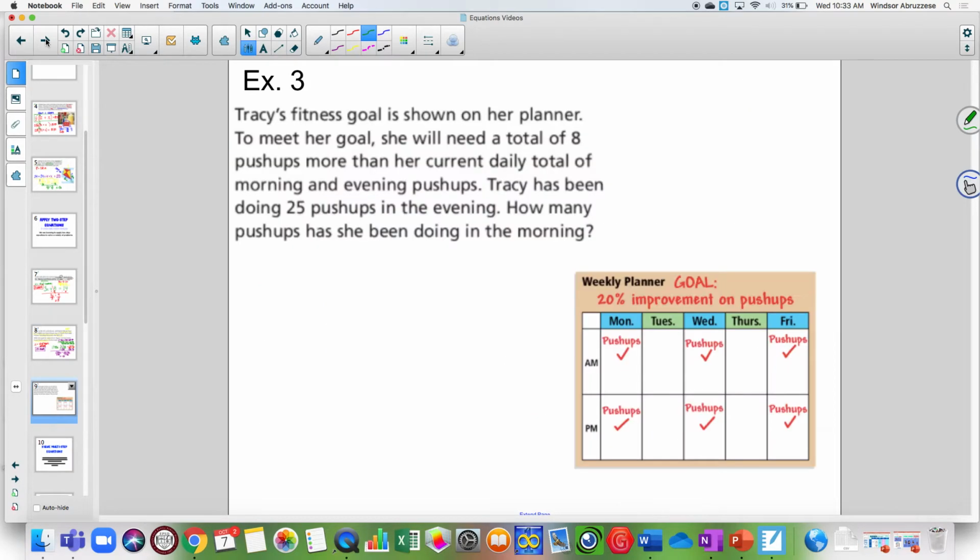Example 3. Tracy's fitness goals. Okay, take a look. There's a table here. We have her planner. It has goals. A 20% improvement. 20%. We're going to have to use that. She's doing push-ups on Mondays, Wednesdays, and Fridays. She does them in the morning and the evening.